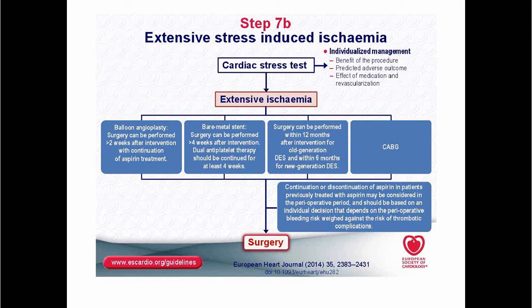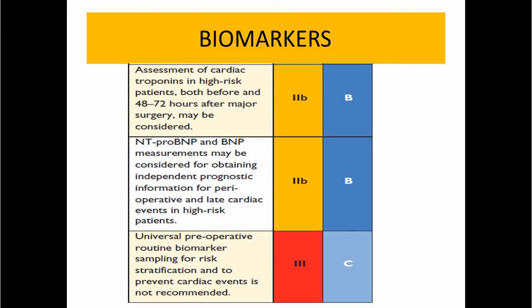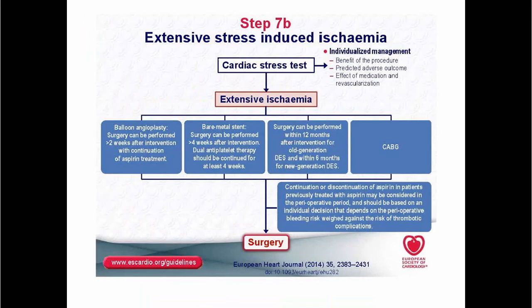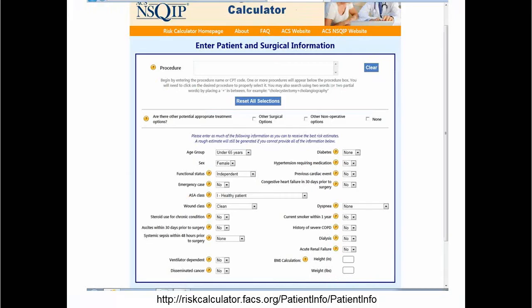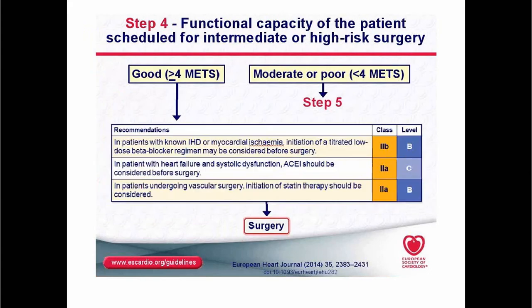then we can use the new generation drug-eluting stent, for which dual antiplatelet therapy is required for 6 months only, or the old generation one, for which the therapy is required for 12 months. Then stop the P2Y12 inhibitor, continue or discontinue aspirin according to bleeding risk and proceed to surgery, or the patient can do CABG if it is required. So this is the 7-step approach for management of preoperative assessment for a patient who will undergo noncardiac surgery.